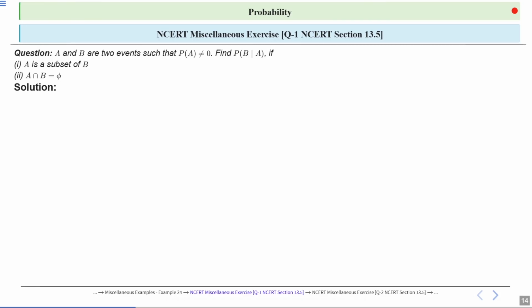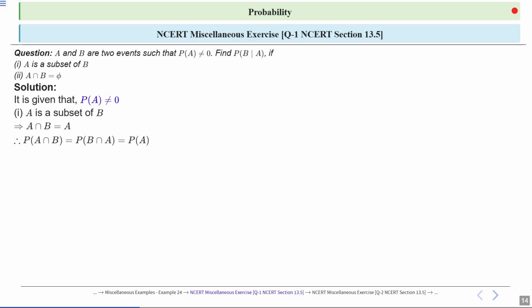So let's start the solution step by step. It is given that probability of A is non-zero. So A is a subset of B. If A is a subset of B, it means every element in A is also in B. This means that the intersection of sets A and B is equal to the set A. In other words, every element in A is also in B. So A is a subset of B.